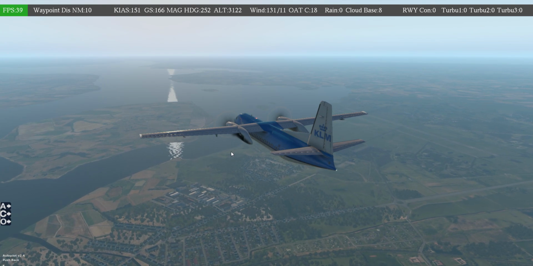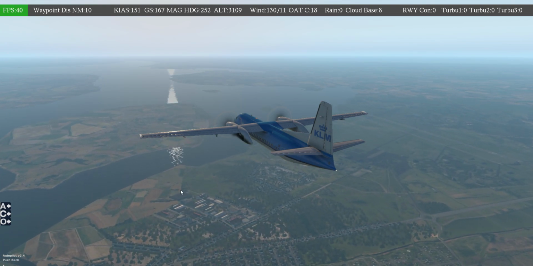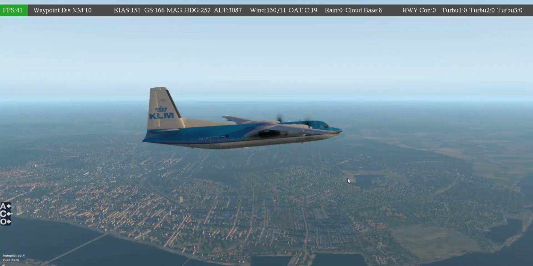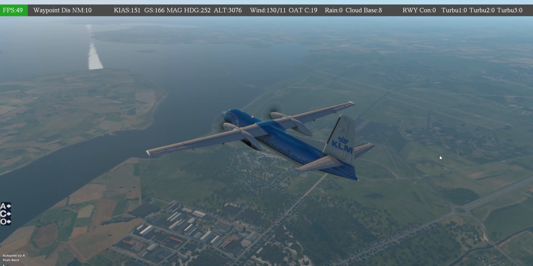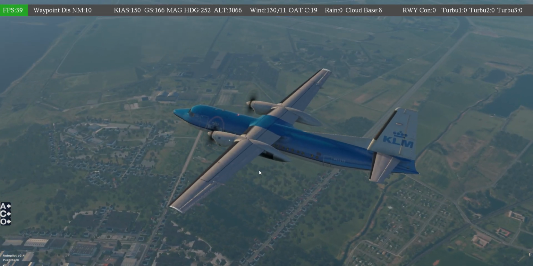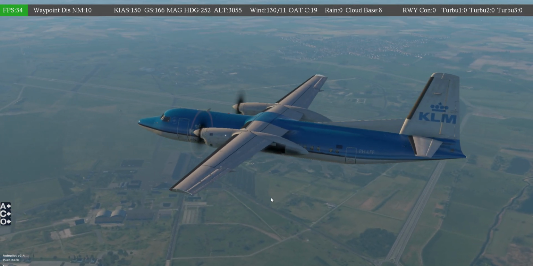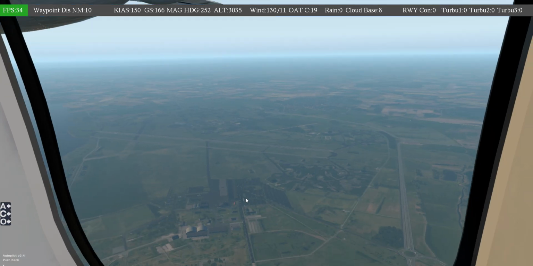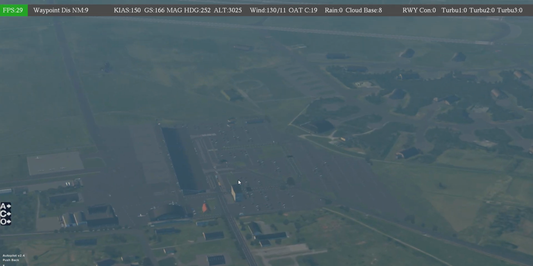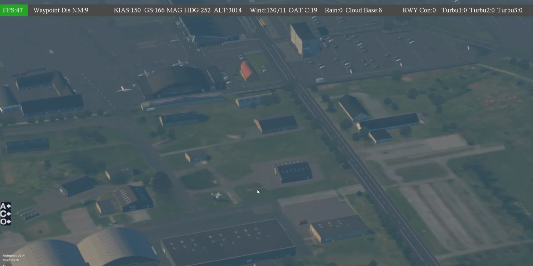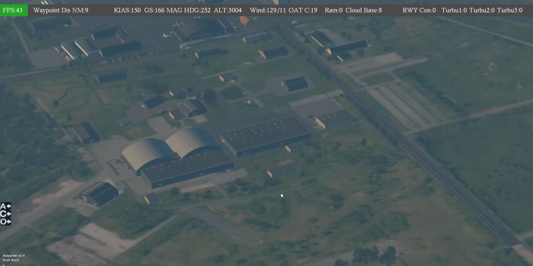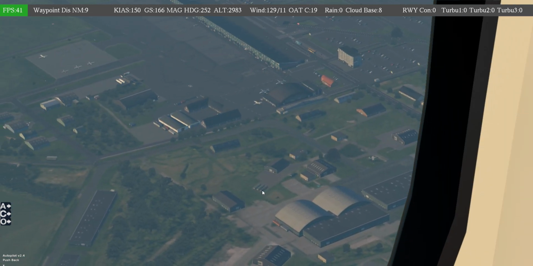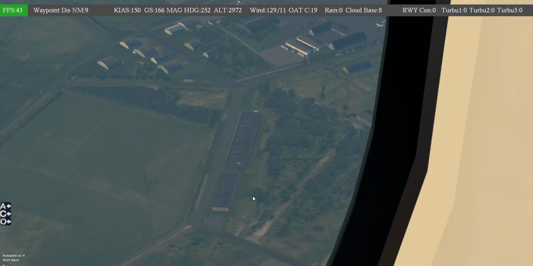In reality, we would probably have been flying over here more towards it instead of getting so close to the airport. But I want to show the airport from above as well. Got this nice scenery from Vidandesign from John. Looks really nice.